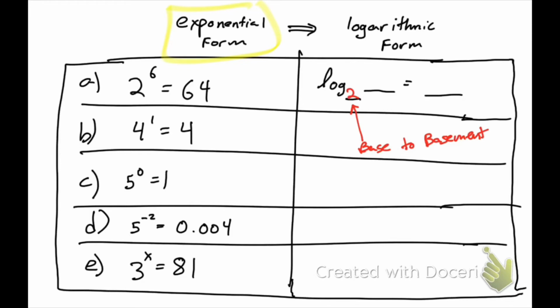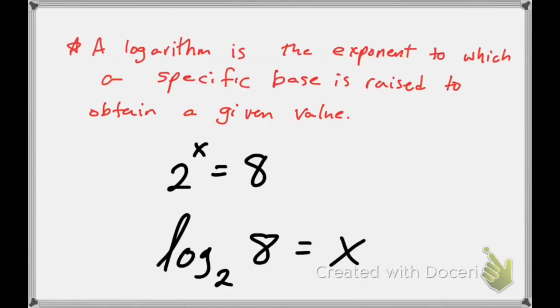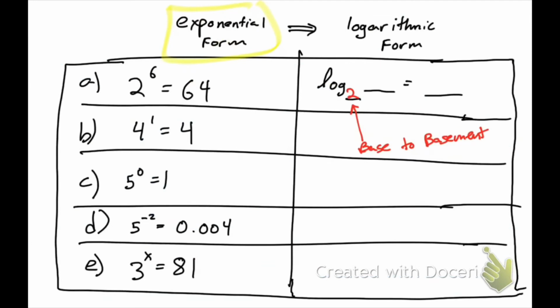Now remember, a logarithm, a log equals the exponent. So this whole logarithm has to equal my exponent. Well, my exponent is 6, so it has to equal 6. Now what's left over? The 64 is left over, so I just fill in the rest of it. And that's how you make that conversion from exponential form to logarithmic form.